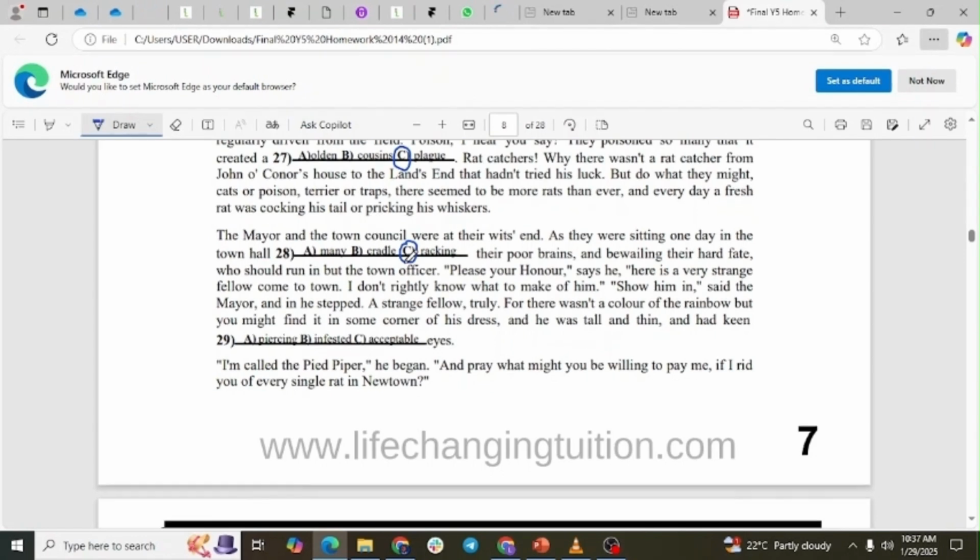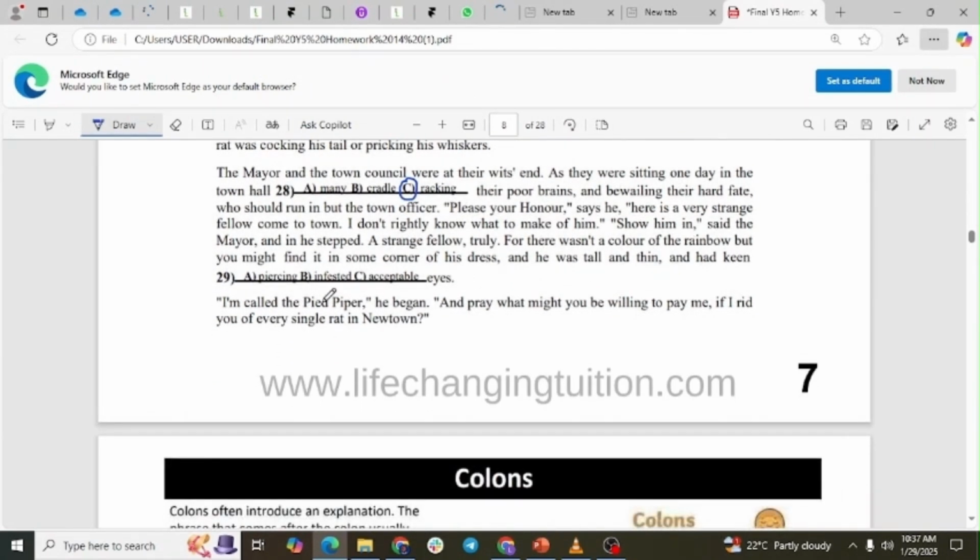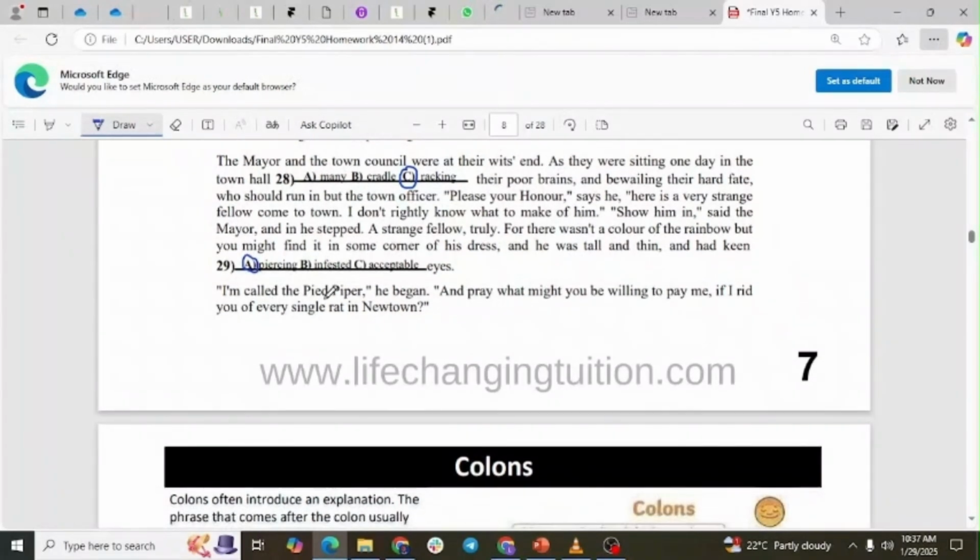Question 29. He was tall and thin and had keen blank eyes. Options: A. Piercing, B. Infested, C. Acceptable. Answer: A. Piercing. Explanation. Piercing eyes describes a sharp, intense gaze. Infested eyes, or acceptable eyes, would not be appropriate here.